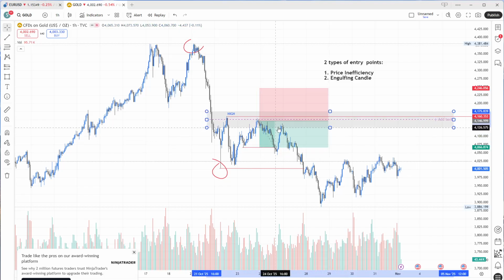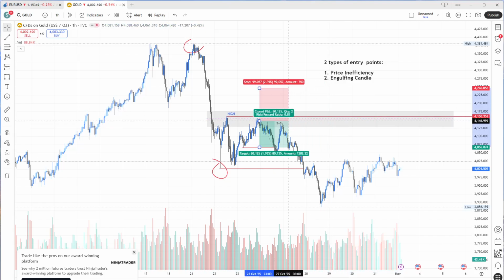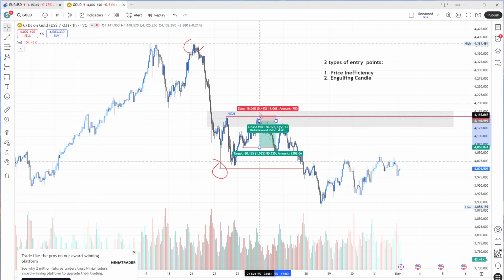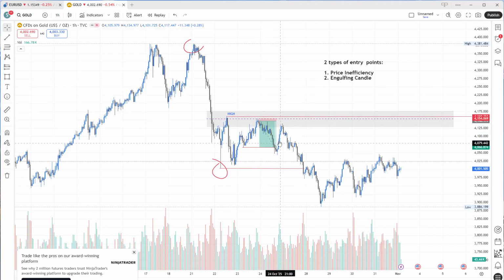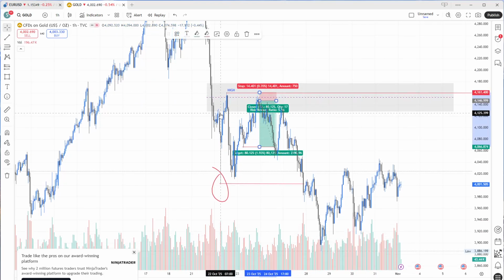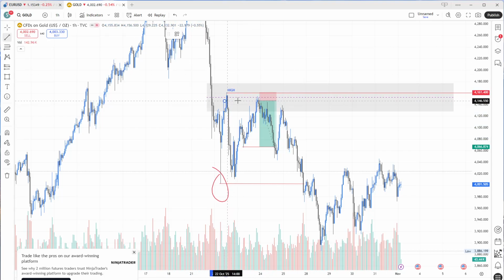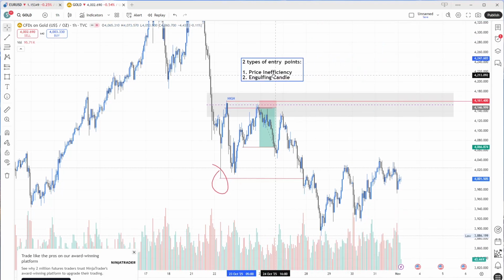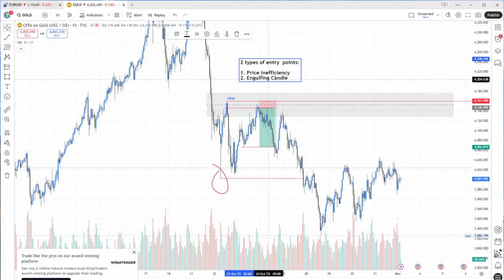If we understand this and find our target, this would be a great trade. Why? Because it's going back to the two areas of interest that we were talking about. So one is the price inefficiency, second is the engulfing candle, right?